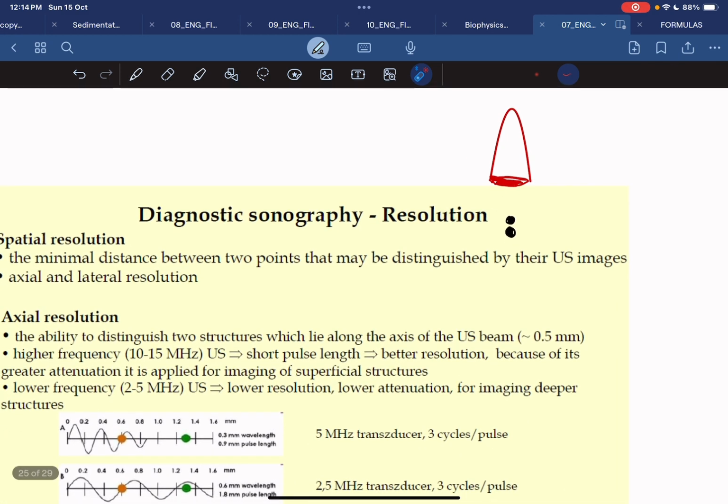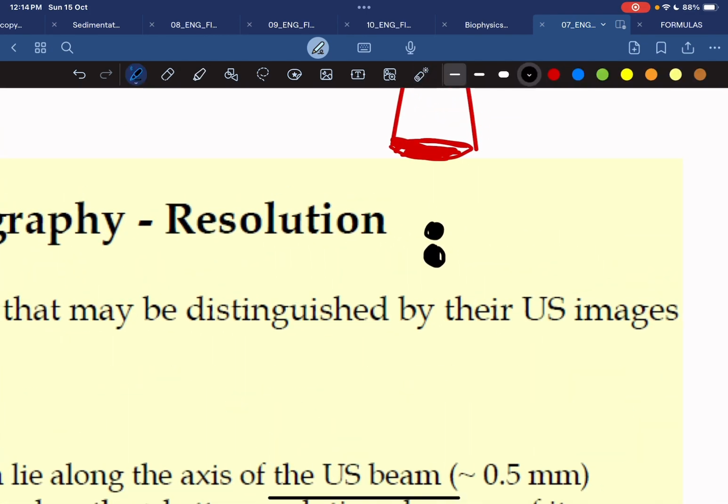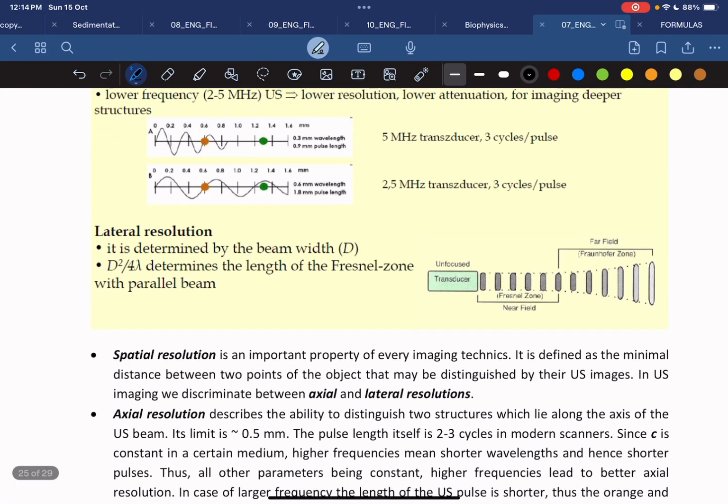Axial resolution is basically this: distinguishing them when they're not on the same level, but they're in the same line. In that way, they're in the same axis. But then we have lateral resolution, which is this same thing, but they're on the same level. So what is this distance? The minimal distance at which they can be distinguished as 2 points. So that is that.